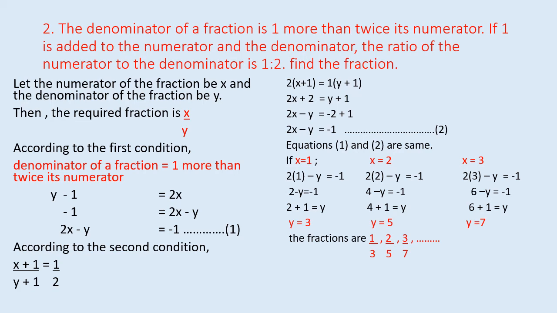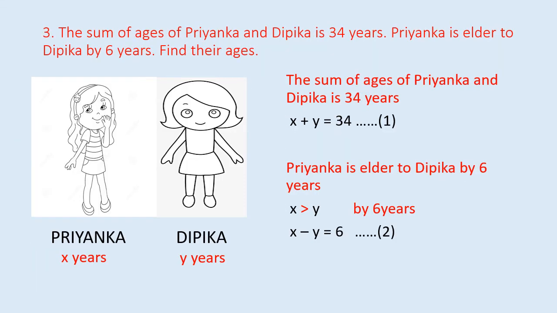Now, let us study the third question. The sum of the ages of Dipika and Priyanka is 34 years and Priyanka is older than Dipika by 6 years. Find their ages. Now, let us have a look at the picture given there. Suppose the first picture is of Priyanka, and the second picture is of Dipika. So I consider their ages as x years and y years, since we don't know. Now, since it is given that the sum of the ages of Priyanka and Dipika is 34 years, x years plus y years will become 34. That is a very easy equation which we can form.